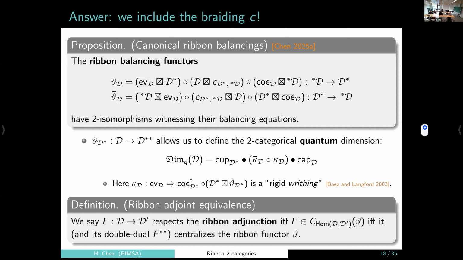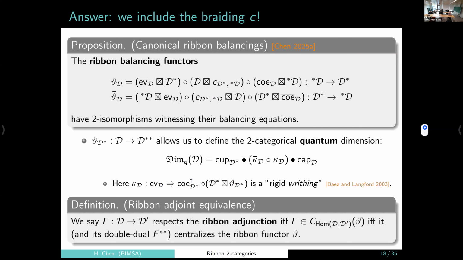Co-evaluation. So, something like that, something that on the evaluation, you're able to untwist things. That's what this is. So once you're able to have this ribbon structure, and you're able to define this for the writing, then you're able to define a more refined notion of two categorical quantum dimension.